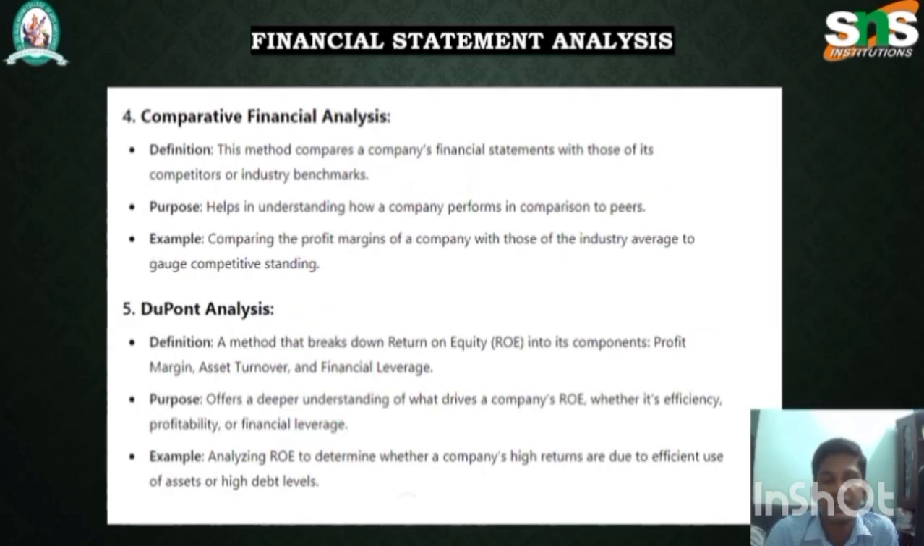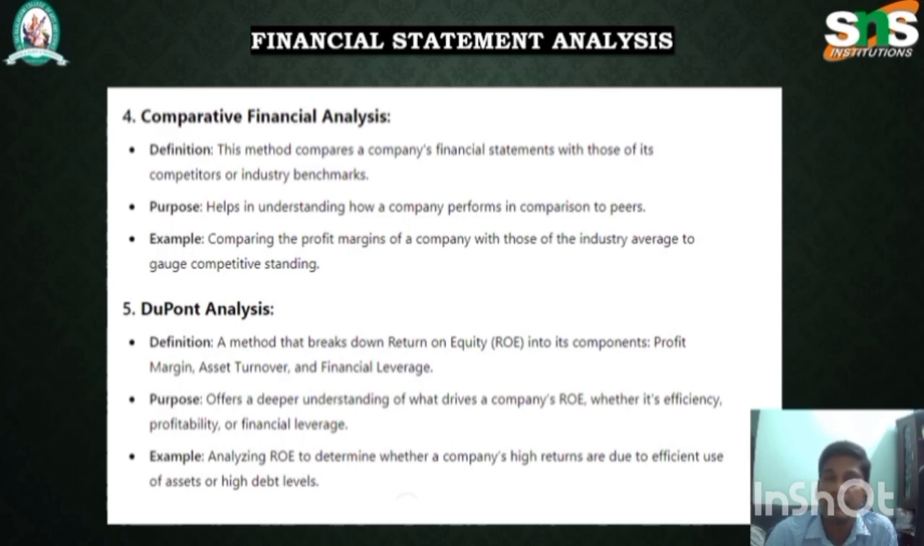Then comparative financial analysis. This method compares a company's financial statements with those of its competitors and industry benchmarks. It helps in understanding how a company performs in comparison to its peers, for example, comparing the profit margins of a company with the industry average to gauge competitive standing. Then we move to DuPont analysis.